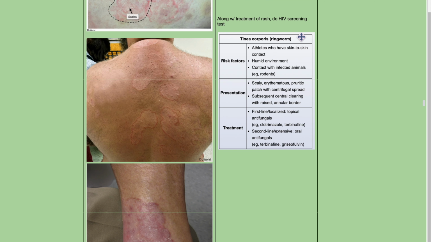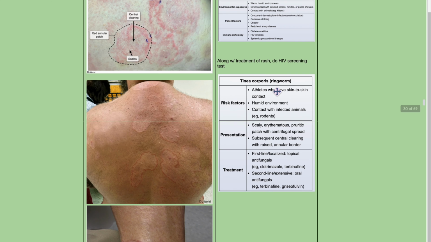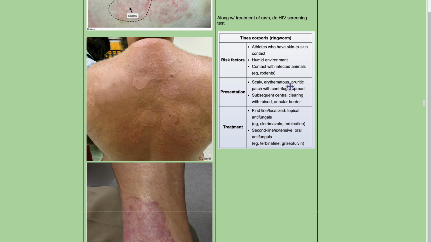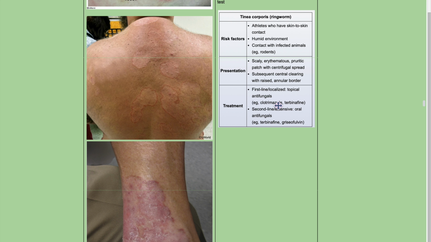Tinea corporis, ringworm. Risk factors are athletes who have skin-to-skin contact, humid environments, or contact with infected animals, for example rodents or kittens. Presentation is a scaly erythematous pruritic patch with centrifugal spread and subsequent central clearing with a raised annular border. First line treatment for localized disease is topical antifungals, for example clotrimazole or terbinafine. Second line for extensive disease is oral antifungals like terbinafine or griseofulvin.